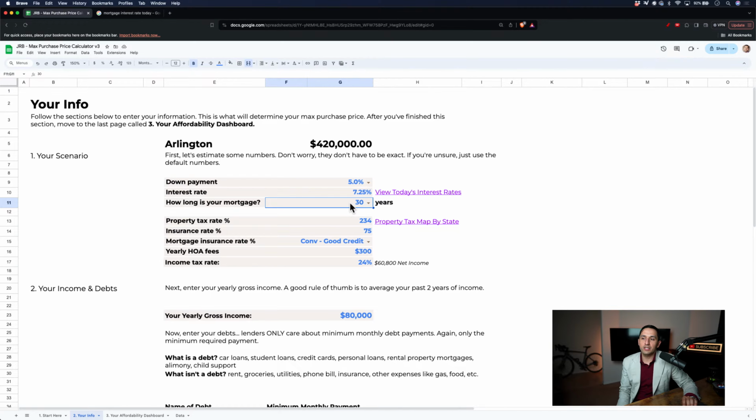Now, how long is the mortgage going to be? How long is this loan going to be? We can do a 30-year loan. That's the most common type of tenure that you're going to have on a loan. So you can do a 15-year, you can do a 20-year, you can do something different than 30 years, but most folks end up doing 30 years for a multitude of reasons.